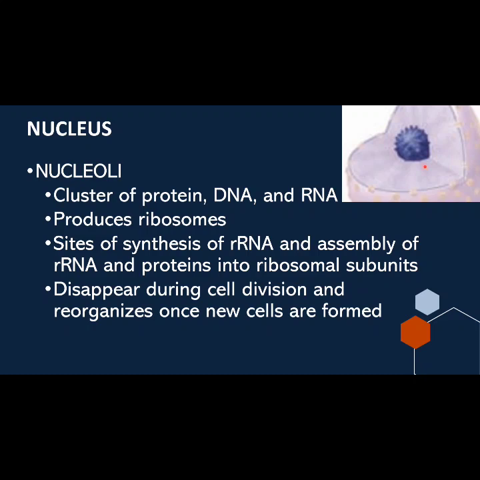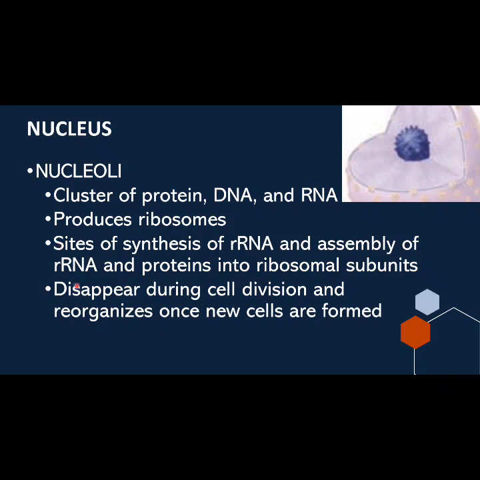And what is the function of this one? As stated earlier, it will synthesize, it will produce your ribosomes. And please note again that your ribosomes are made of two subunits. You have your large ribosomal subunit and the other one, the smaller one.